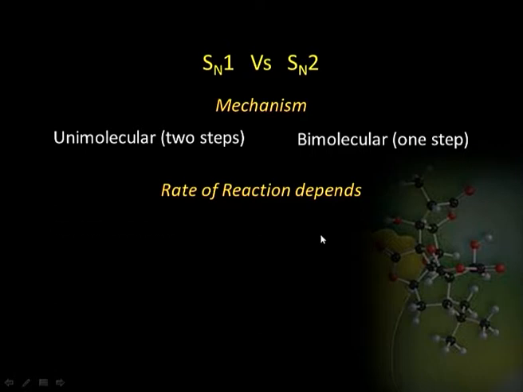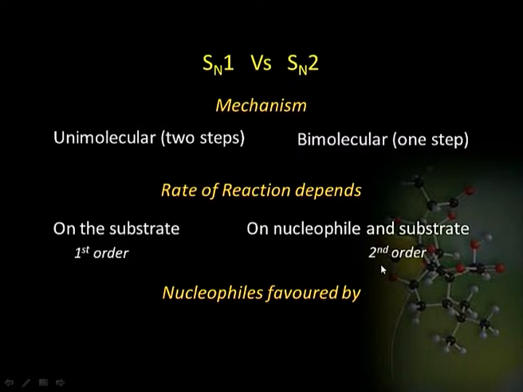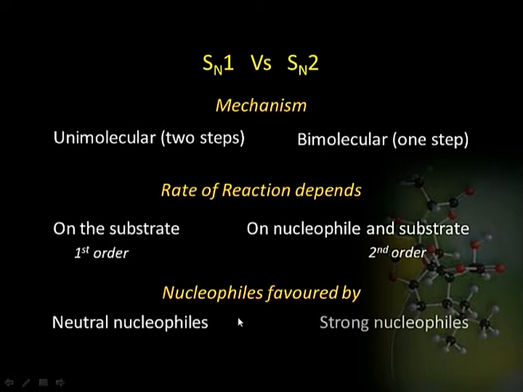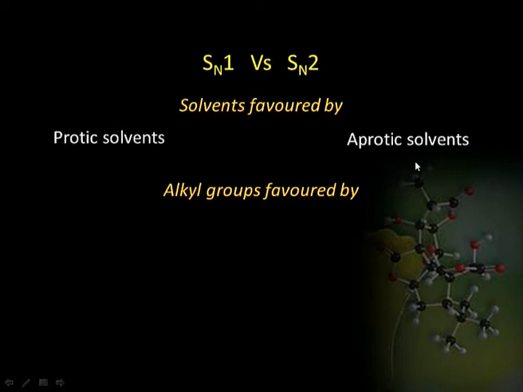The rate of reaction in case of SN1 depends on the substrate, and in case of SN2 it is dependent on the nucleophile as well as substrate. The SN1 is first order, whereas SN2 is second order. SN1 is favored by neutral nucleophiles, whereas strong nucleophiles are required in case of SN2. The solvents, protic solvents are favoring SN1, whereas aprotic solvents favor SN2.